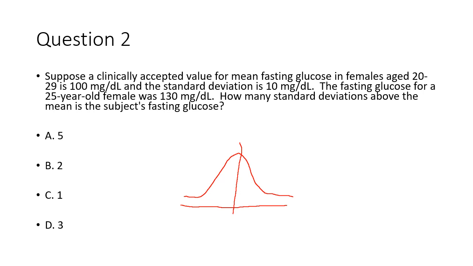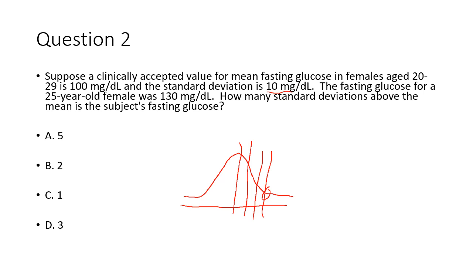As you go a standard deviation up, and we said the standard deviation is 10 milligrams per deciliter, you go up one, right? So now we're at 110. Now we're at 120. And then one more standard deviation up, we're at 130. So this is where our patient would be, having a fasting blood glucose of 130.